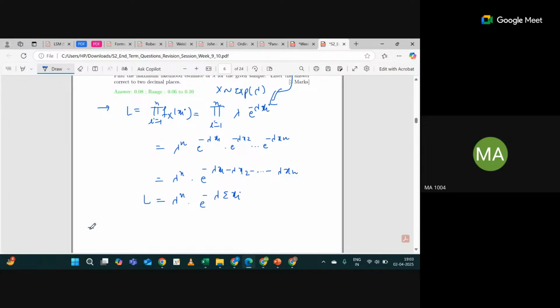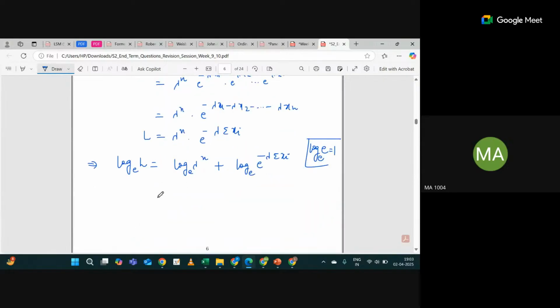So the next task is we have to take log. It will be log of lambda raised to power n plus log of e raised to power minus lambda times summation of xi. And we know log with base e of e is nothing but one. So here we will get n log lambda minus lambda times summation of xi. This is log of L. Would you agree with me?